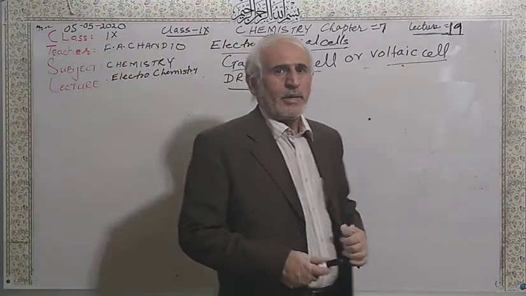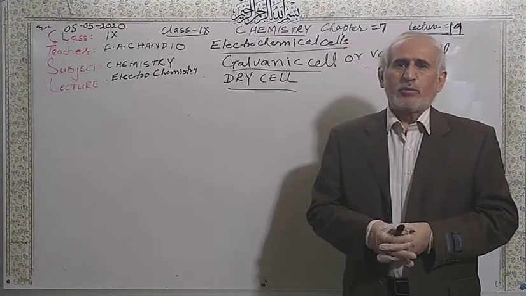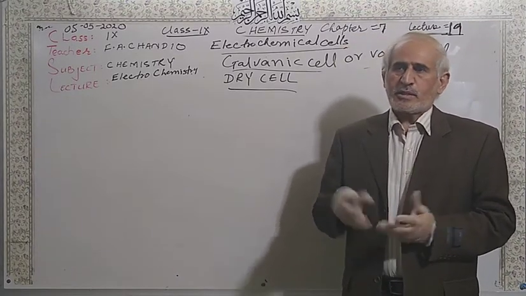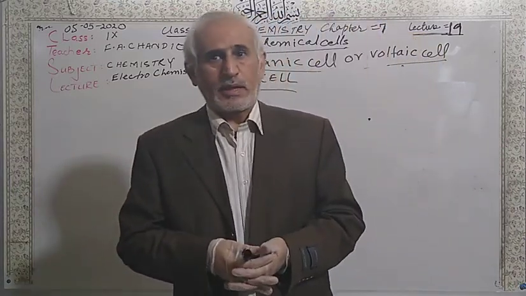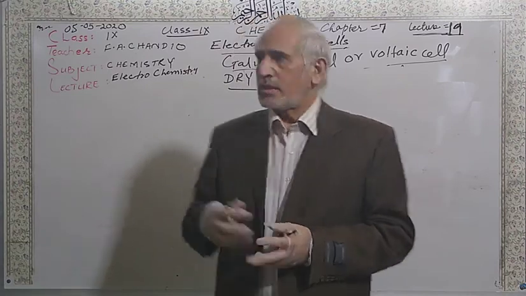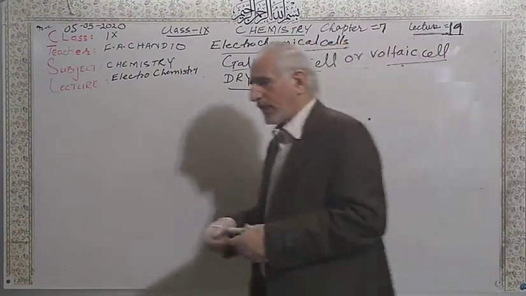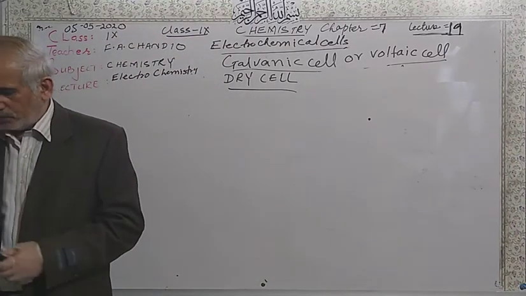Dry cells are available in the market in many shapes, small, big, like this one, and mostly they produce 1.5 volts. Just buy from the market and put it in your electrical appliance. So this is a dry cell. Different shapes are given in the book, and their diagram is also given.